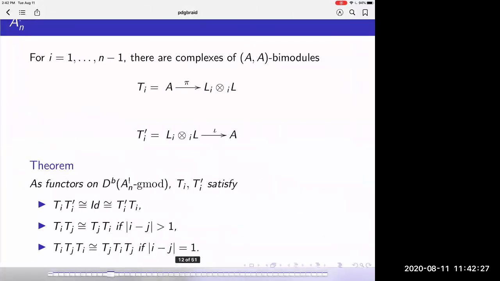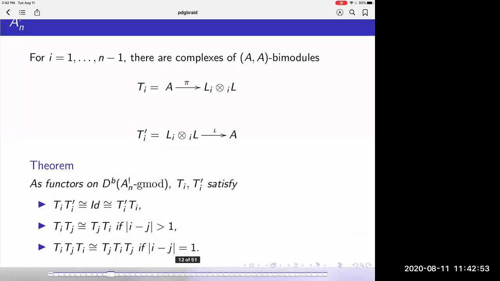And so one could form, in an analogous way to the previous section, complexes of A-A bimodules, except there'll be one big difference in a second. First you have this braiding complex T_i, which goes from A as a bimodule over itself to L_i tensor I_l. So this is projection onto the simple bimodule. And then you have a complex T_i prime from L_i tensor I_l into A.